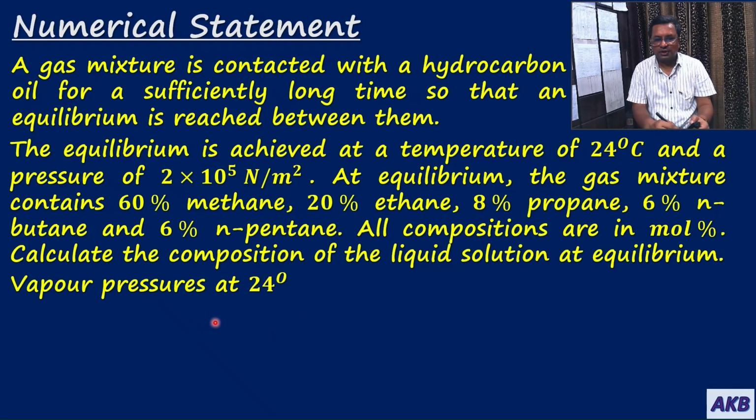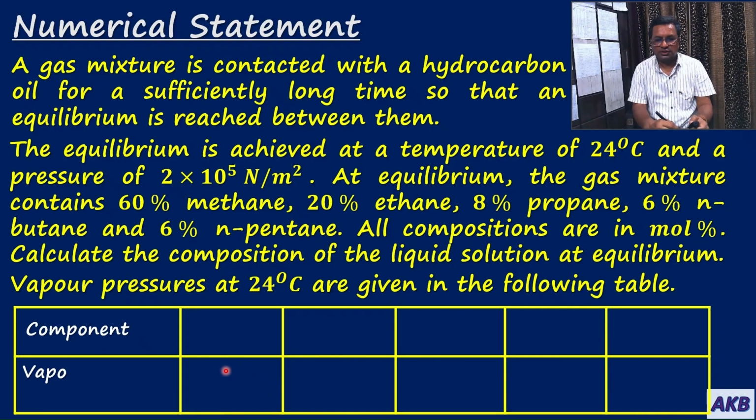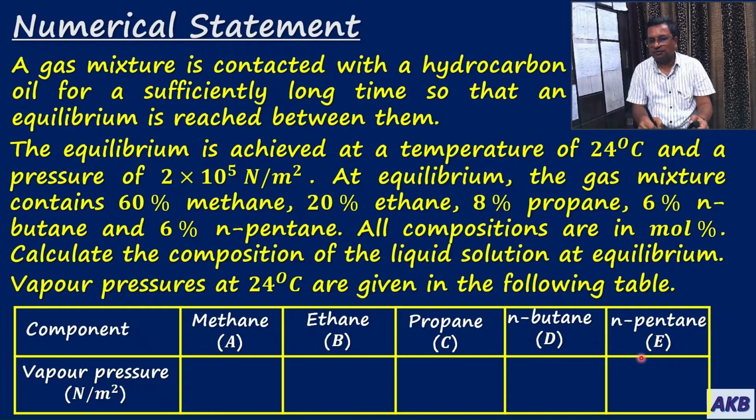We need vapor pressures in the calculation, so they are given to us. The vapor pressures at 24 degrees Celsius are given in the following table. You have the various components and their vapor pressures, given in Newton per meter square. Methane we are going to denote by A, ethane by B, propane by C, N-butane by D, and finally N-pentane by E.